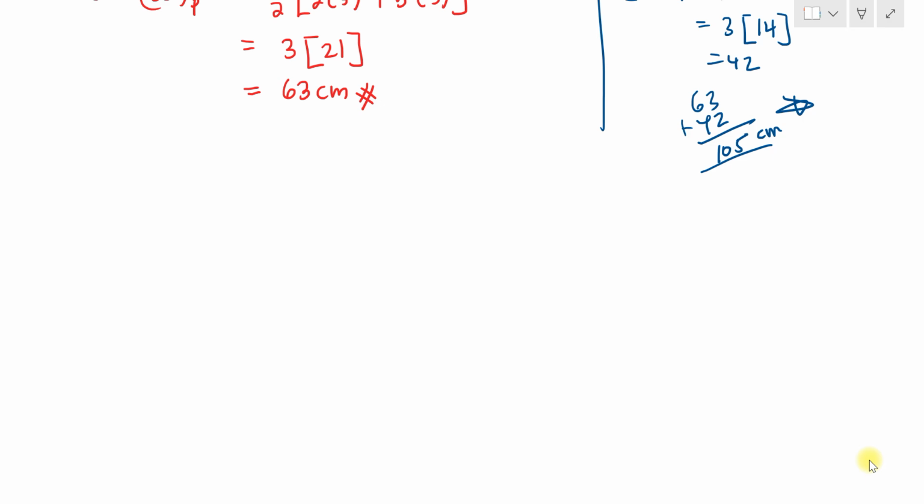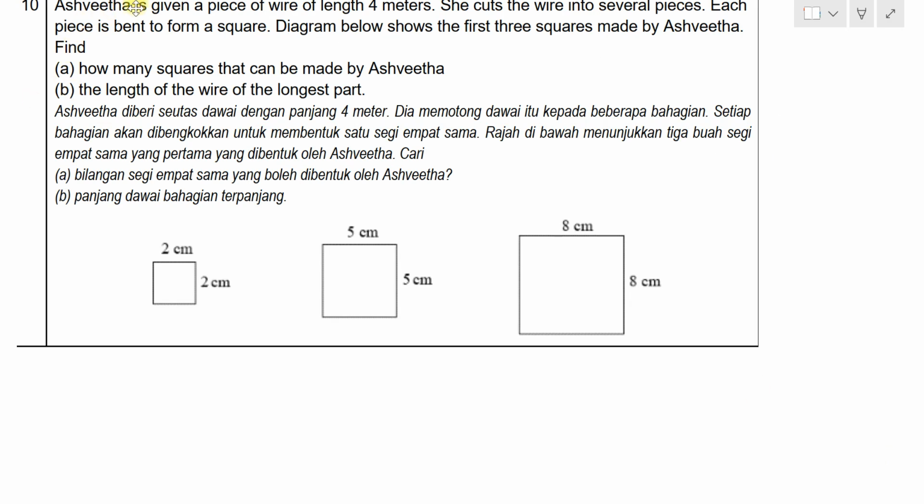Let's move on to question 10. Ashwita is given a piece of wire of length 4 meter. She cut the wire into several pieces. Remember the sum of all the pieces of wire is 4 meter. Each piece is bent to form a square as shown in the diagram. So this is the first three squares made by Ashwita. So how many squares can be made by Ashwita?